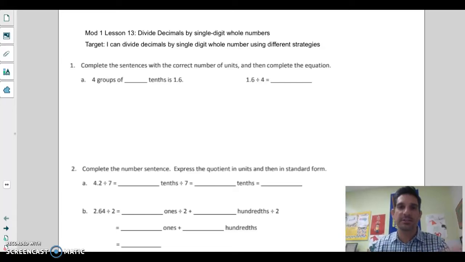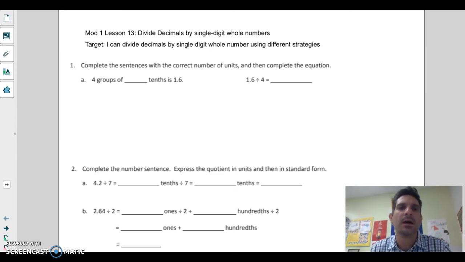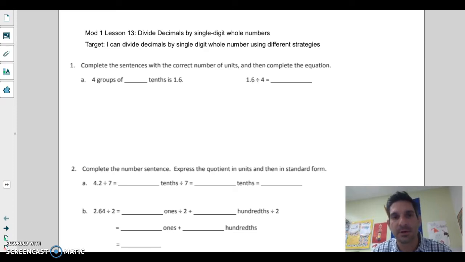Okay, guys, lesson 13. Here we go. We're going to be dividing decimals by single-digit whole numbers. The way we're going to do this is give you a little background of how you can understand the placement of the decimal, etc. So today we're going to look at tenths and hundredths and all that fun stuff.